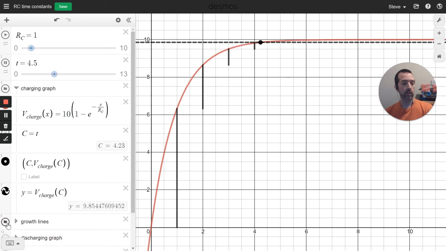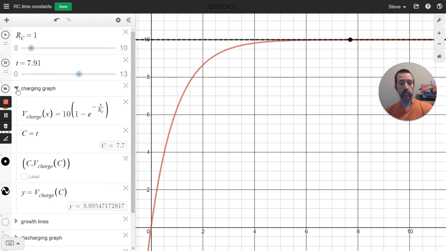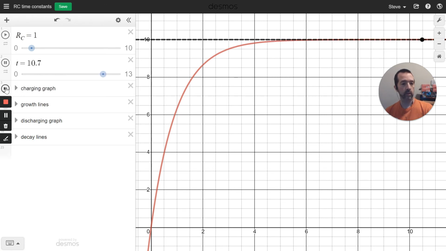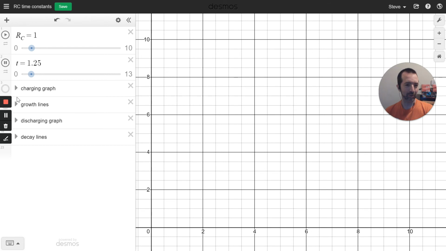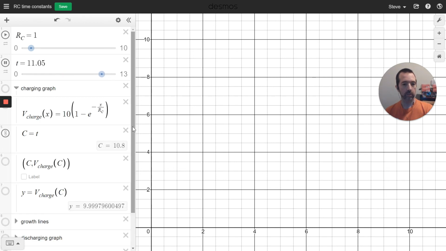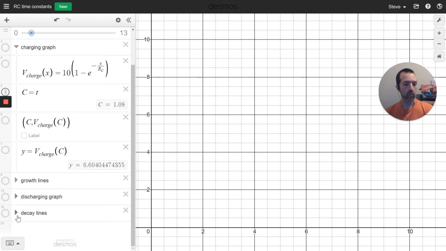with any exponential function. My little camera controls are in the way. Go away. I want to show you the discharging function also, but it really wants my recording controls there.